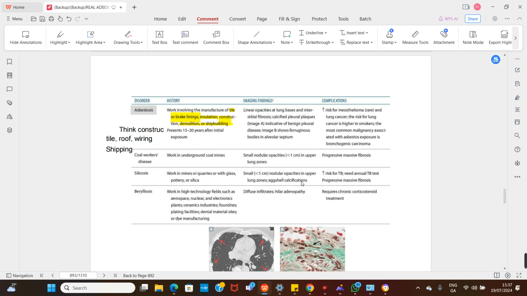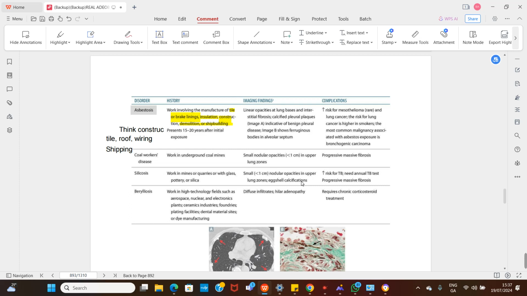People that work in tiling industry, brake linings, insulation, construction, demolition, shipbuilding, asbestosis. You cannot forget shipbuilding. You cannot forget tiling. You can never forget brake, insulation. Of course, the construction and demolition is easy to remember because if you are destroying a building, you are constructing a building, definitely they are going to roof it. And part of the roofing material is asbestos. So it's easy to remember.